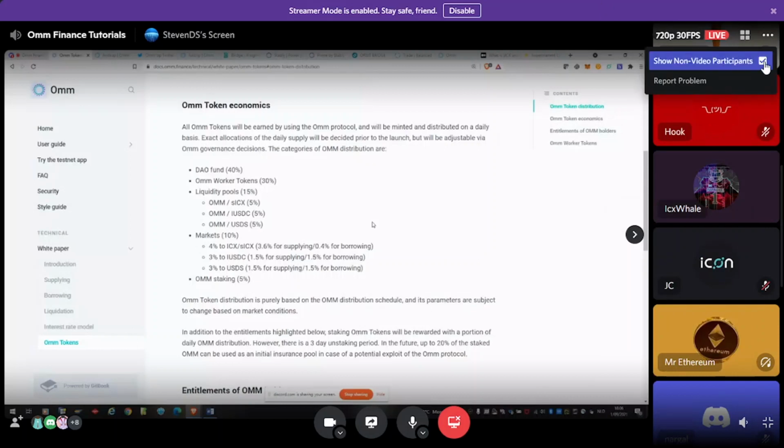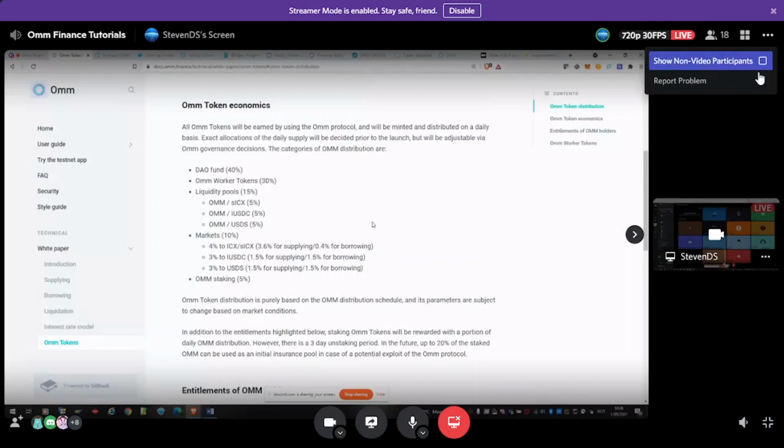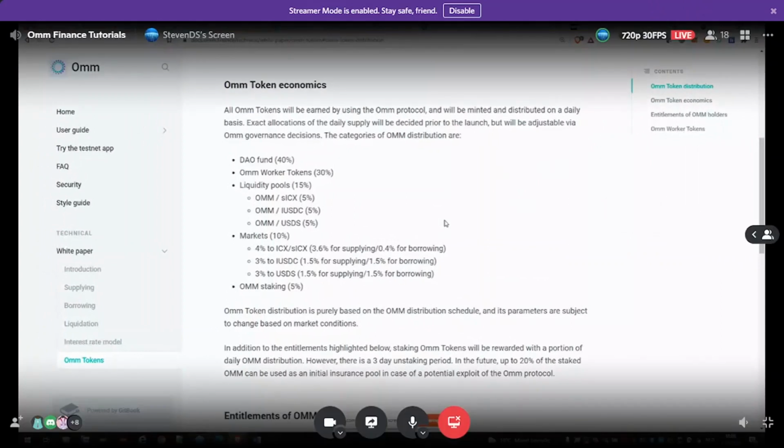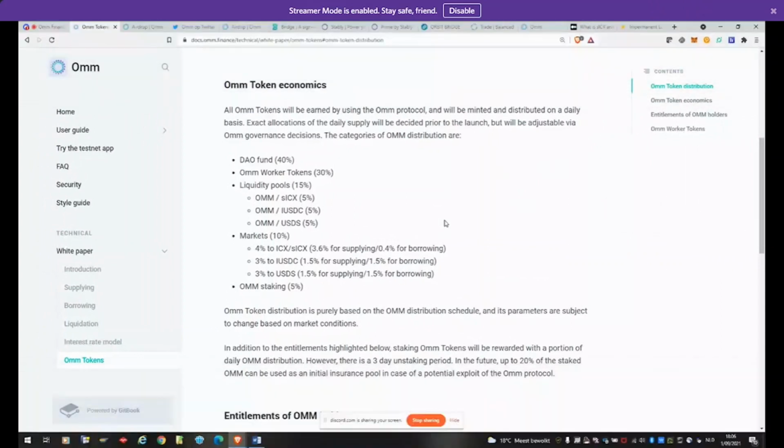So going into detail on that one, in the first 2 days of OMM operation, there were no OMM distributed at all. This was done so there would not be a rush, no time zone benefits for people to be first, so everyone had an equal chance to be early in earning OMM. As from day 3 till day 7, the OMM rewards for lending and borrowing markets, the worker tokens and the DAO funds were not yet distributed, but they were accruing.